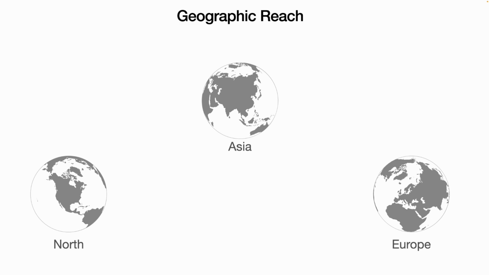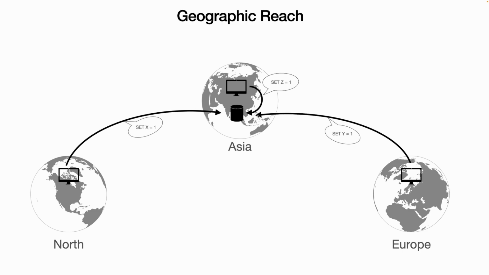Now the next is the geographic reach. As we discussed, the problem in the single leader architecture is geographic expansion. The same thing is here. Let's suppose there are three clients in different regions, North America, Asia and Europe, and there is only one database, which is accepting the write requests from the local region and from other regions. The problem is that requests coming from other regions will take more time as compared to the local region request.